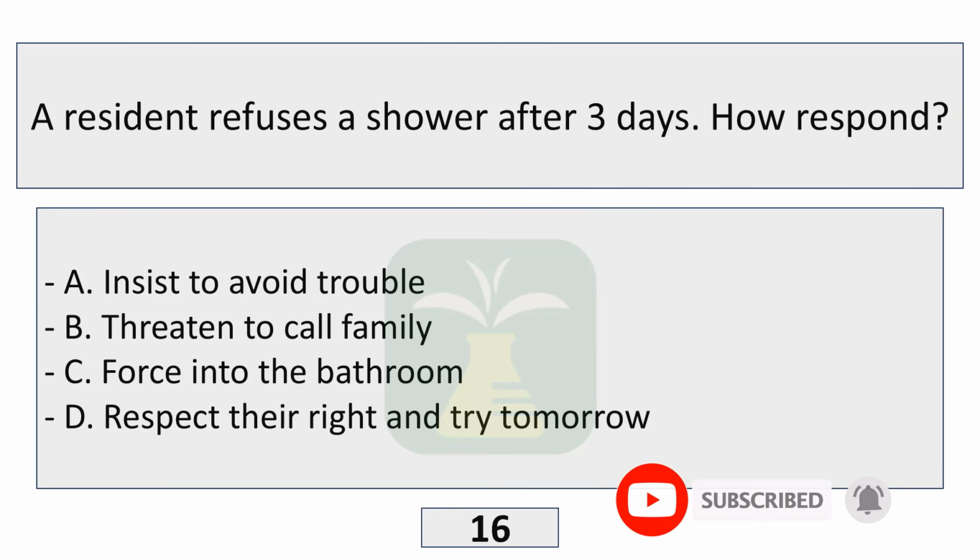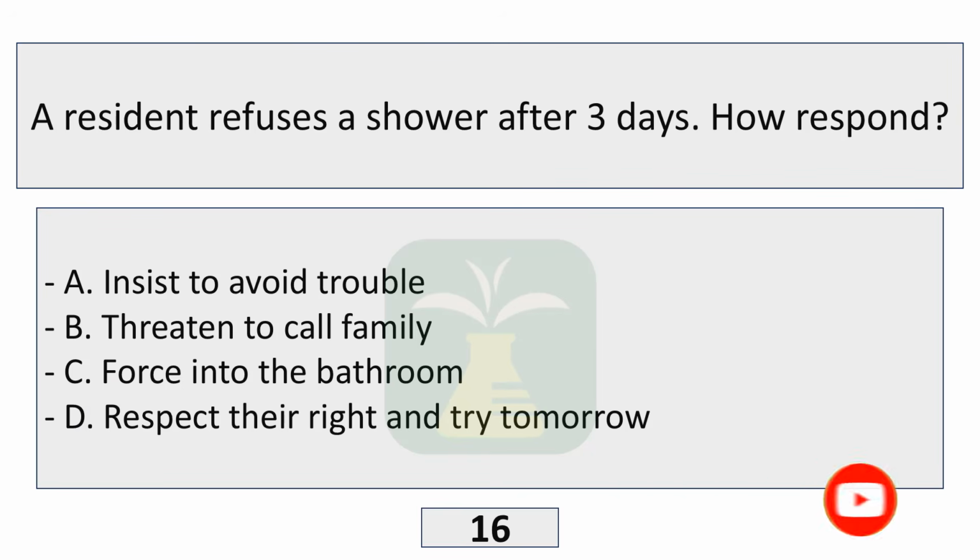A resident refuses a shower after 3 days. How respond? A. Insist to avoid trouble. B. Threaten to call family. C. Force into the bathroom. D. Respect their right and try tomorrow.